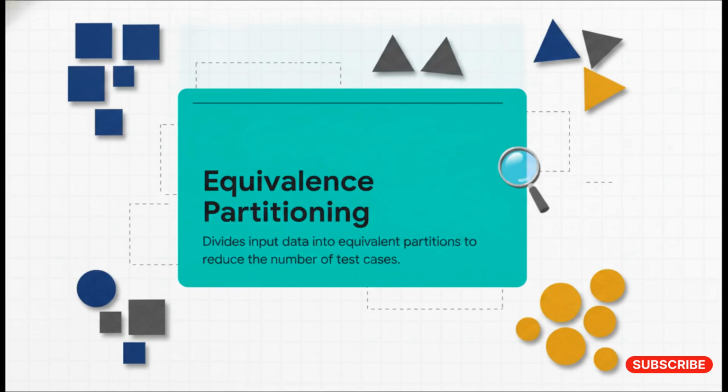Instead of testing every single number one by one, ECP is a black box technique that divides all the possible input data into groups, or partitions of equivalent data. By doing this, we dramatically shrink the number of test cases we actually need to run.